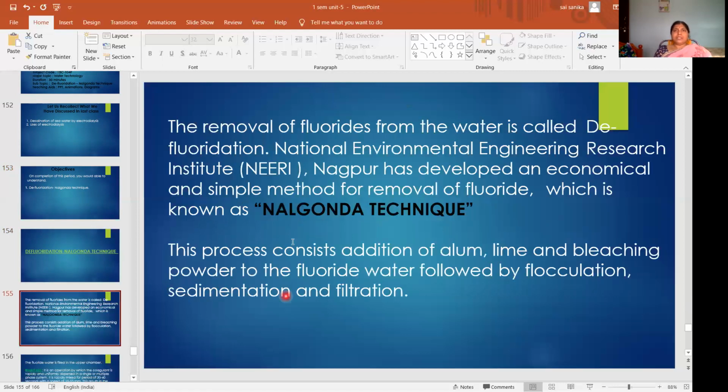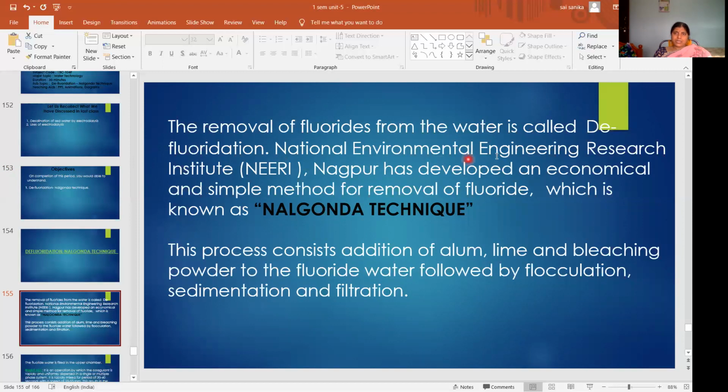So what is defluoridation? The removal of fluorides from the water is called defluoridation. De means removal of fluorides. So what we are removing? We are removing fluorides from the water. So that's why it is called as defluoridation.